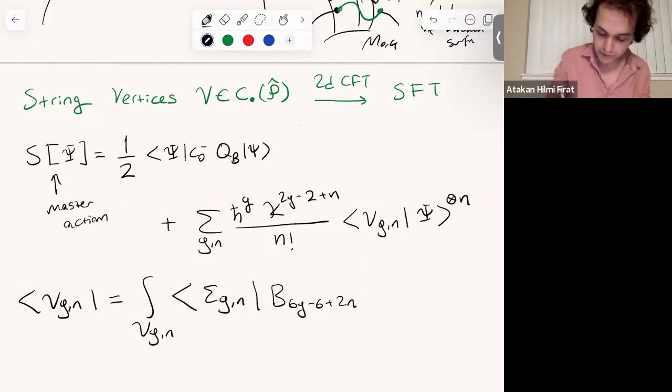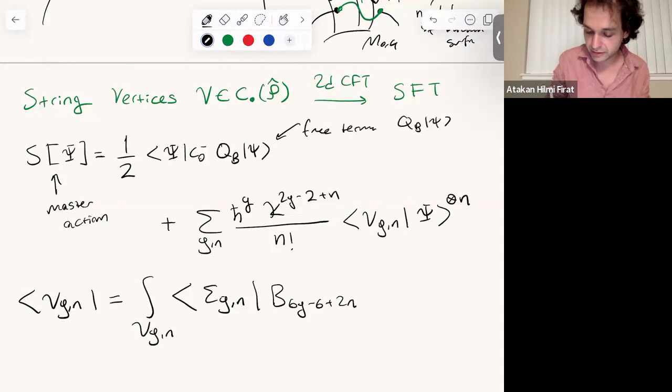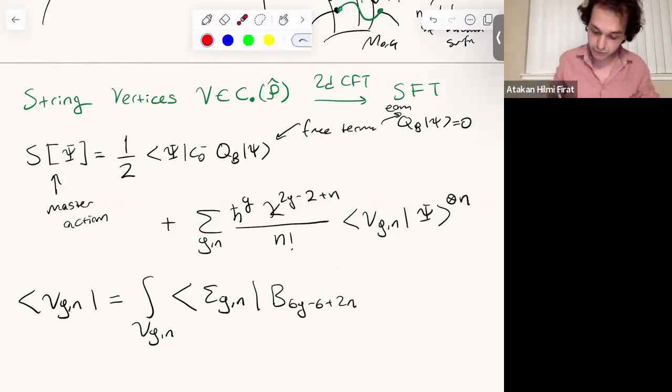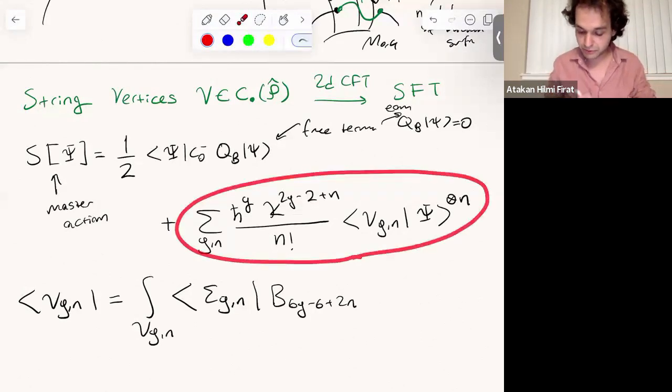So this one was the free term. Basically, this is there to generate these propagators if you do the gauge fixing. So this is its equation of motion, and when you gauge fix it, you generate the propagator. And the string vertices essentially become part of the interaction. So these are the interactions.